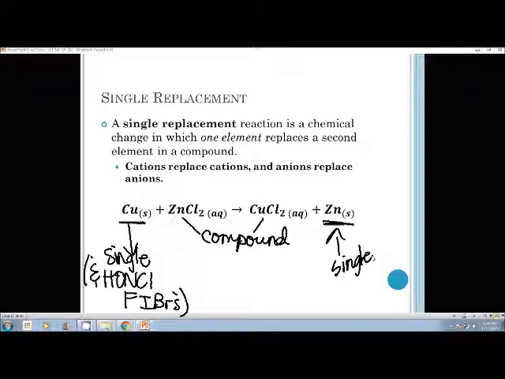So we have a single and a compound on the left, and we have a compound and a single on the right. It could be flip-flop though. You could have the single first and then the compound second, or vice versa. It's okay to have it mixed around. It's just you have the single by itself and you have the compound. Okay? This one's the most difficult for people to understand.